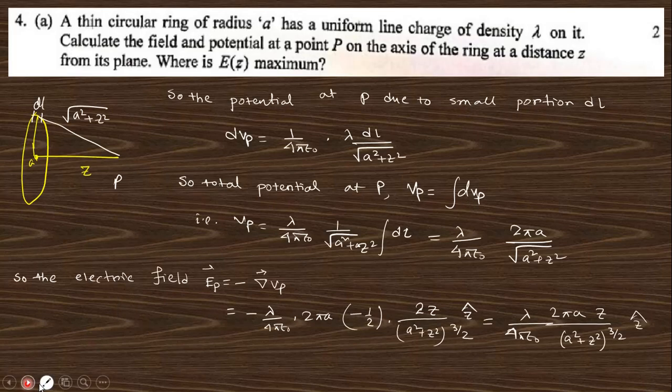Next question. A thin circular ring of radius a has a uniform line charge density lambda on it. Calculate the field and potential at the point P on the axis of the ring. So you can see the potential due to this small region, and the total potential will be this. So the electric field, minus grad V, will be the derivative with respect to z. Only z is the variable. You will get this expression. This is the electric field.